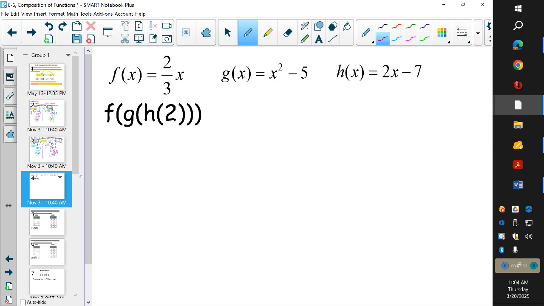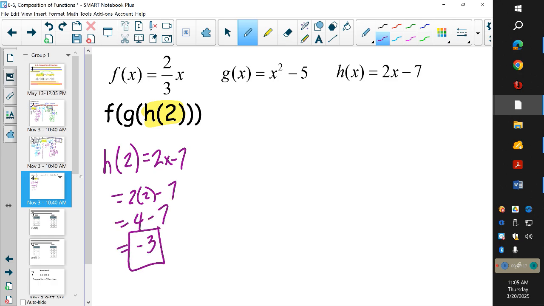H at 2. I am going to start with where the number is touching the letter. The first number that is touching the first letter is going to be H at 2. So I'm going to take my H function, which is defined to be 2x minus 7. Yes? And every place I see an x, I'm going to plug in the number 2. So that's 2 times 2 minus 7, which is 4 minus 7, which is negative 3.